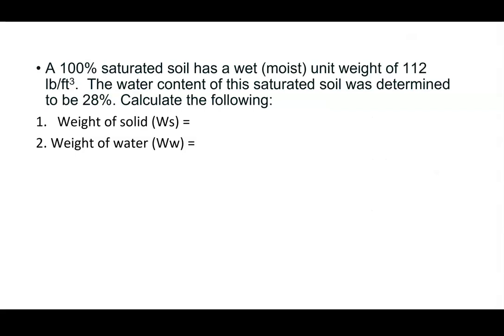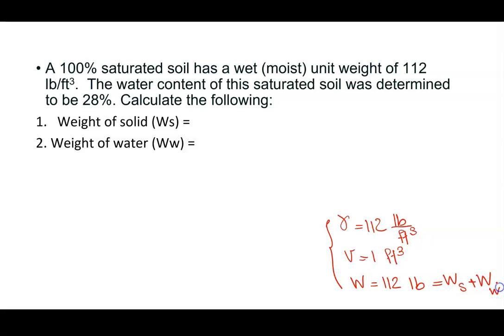Okay, let's go over an example. We have 100% saturated soil that has a wet or moist unit weight of 112 pounds per cubic feet. So if we have a total volume of 1 cubic feet, then total weight is 112 pounds. Which means that total weight of solids plus weight of water is equal to 112 pounds.